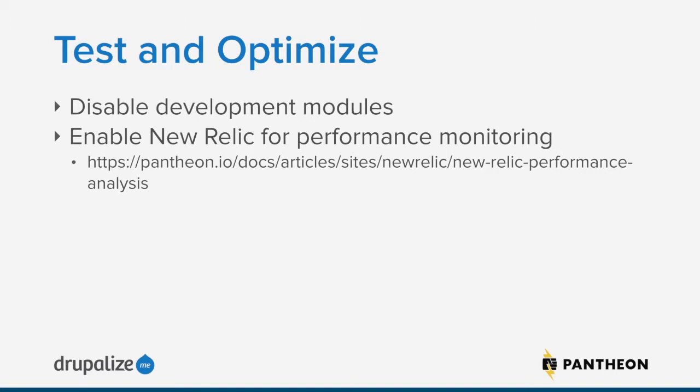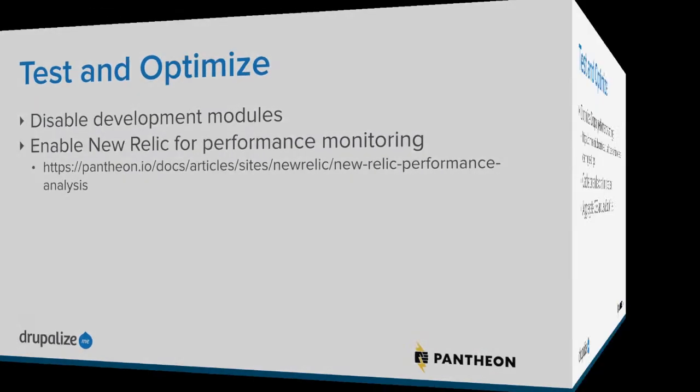And then you want to enable New Relic for performance monitoring. And just keep in mind, New Relic, the basic light level, is free, and Pantheon will set that up for you automatically. You just need to enable it for the site, and boom, it'll set that up. And then you can start seeing some of the stats from the monitoring that will help you figure out where you might be having performance problems.